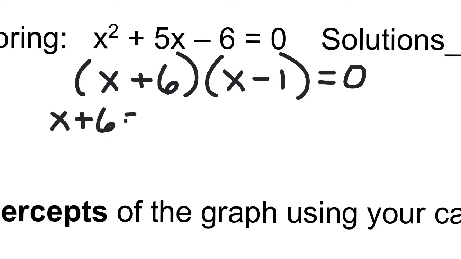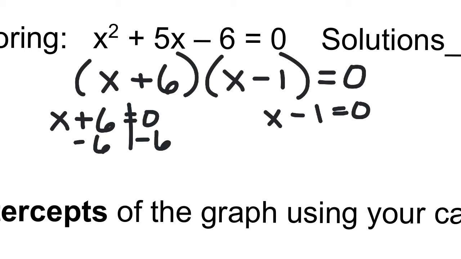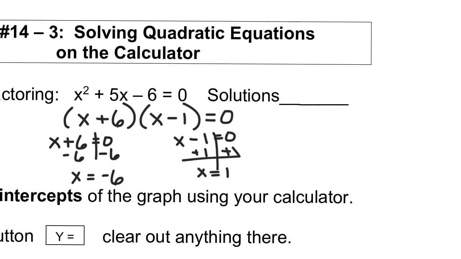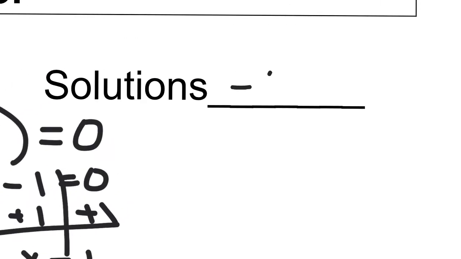Each factor will be set equal to 0. And then we'll solve like an equation. So one solution is x is negative 6, and the other solution is x equal 1. So the two solutions are negative 6 and 1.